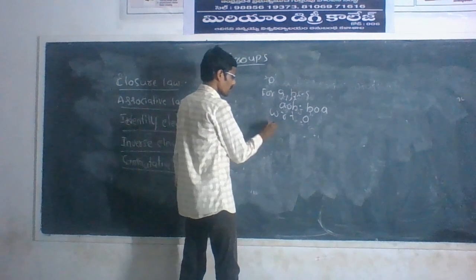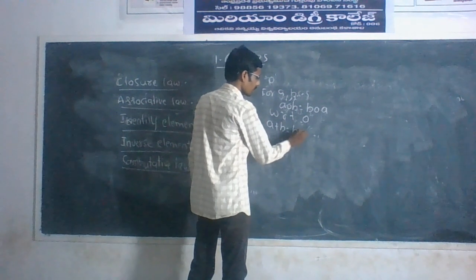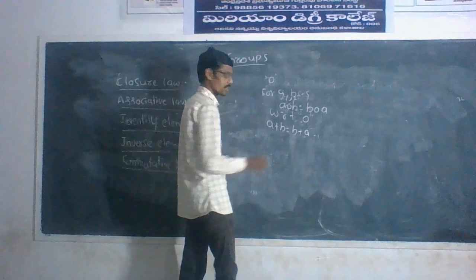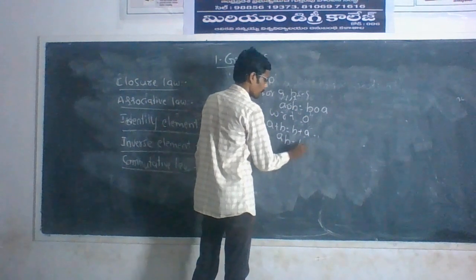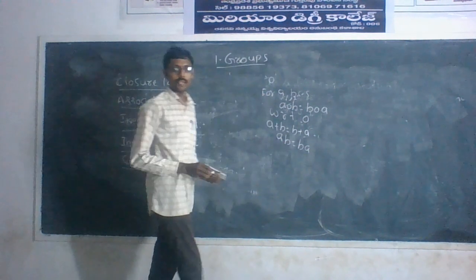In additive notation, a plus b is equal to b plus a. In multiplicative notation, ab is equal to ba. This is called the commutative law.